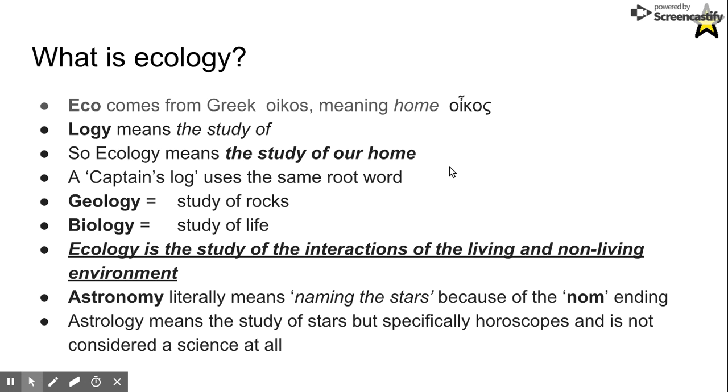So the first part is we're studying ecology now. And what is it? Ecology is the study of our home. Eco comes from this Greek word oikos, which means home. So ecology is the study of our home. We see ologies all over the place. They basically mean the book of. So ecology is the study or the book of the interactions of the living and non-living environment of our home.